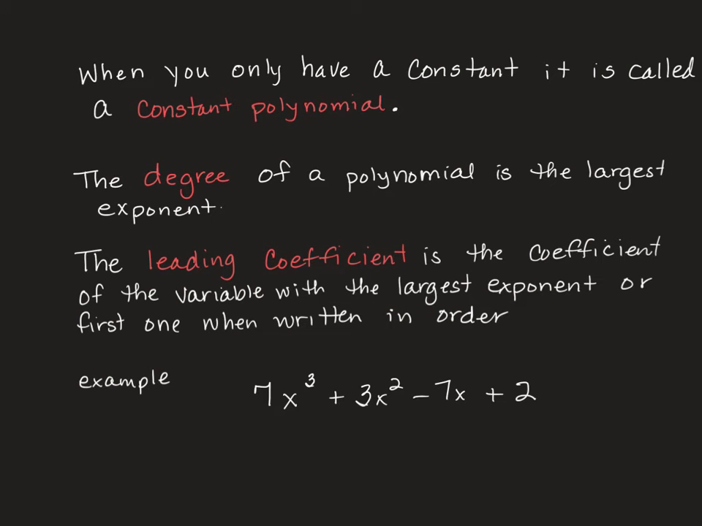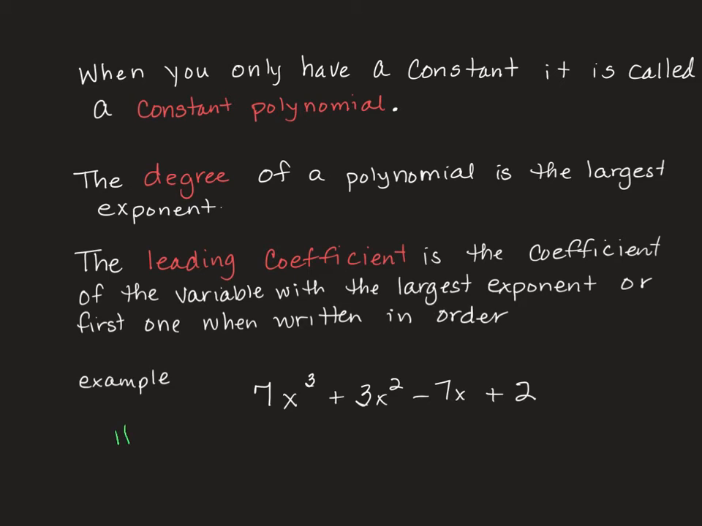All right, so that's just a quick recap. When you only have a constant, so maybe it's just a 3, just a 4, negative 2, whatever, it's called a constant polynomial. It's still a polynomial even though there aren't any variables. The degree of a polynomial is the largest exponent. The leading coefficient is the coefficient of the variable with the largest exponent, or the first one when written in order. So let's go over these terms. I don't have a constant polynomial here, but looking at this equation, first of all, is it a polynomial? And the answer is yes.